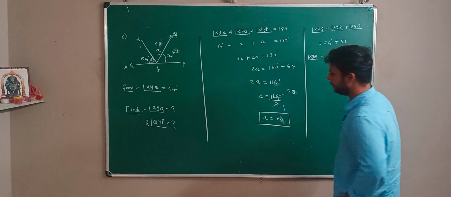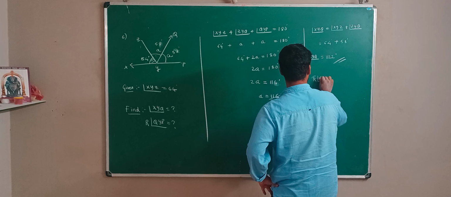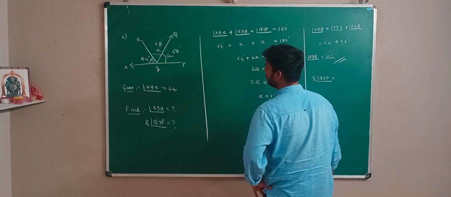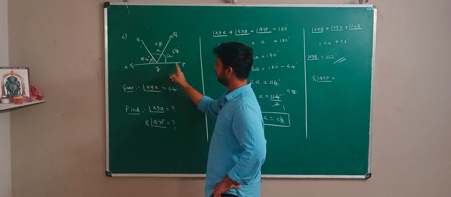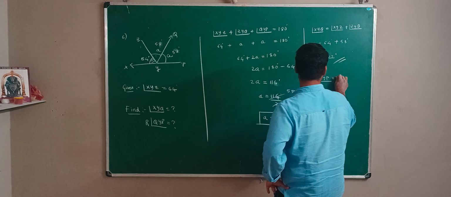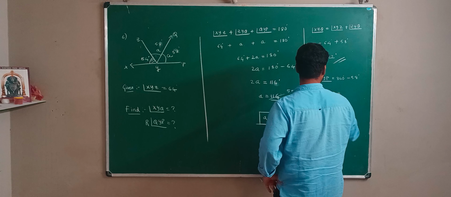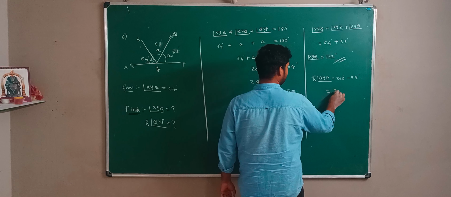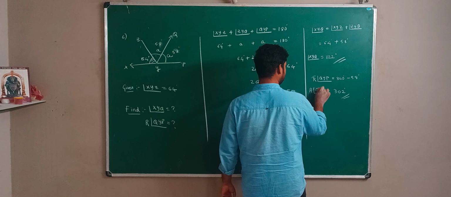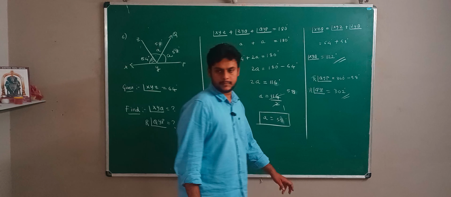Understood? Now he is asking me reflex of angle QYP. So reflex of angle QYP. QYP is here. QYP is 58 degree. So 360 degree minus 58 degree. That is 302 degrees. Easy? Understood or no?